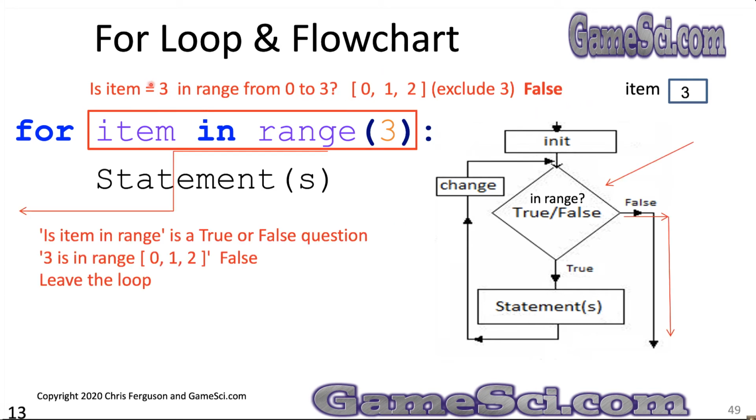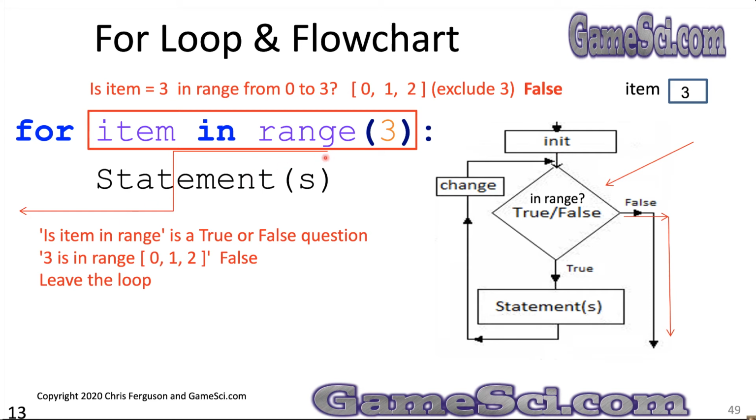3 is not in range. With item equal to 3, is it in range from 0 to 3? No, it is not. The way the range function works is this is the upper limit. It does not include 3. So when you do not include 3 in the range, this is a false statement. Is item in range is a true-false question. 3 is in the range from 0 to 2 is a false reply. So we are going to leave the loop.